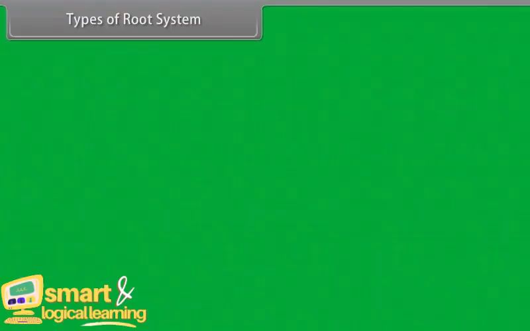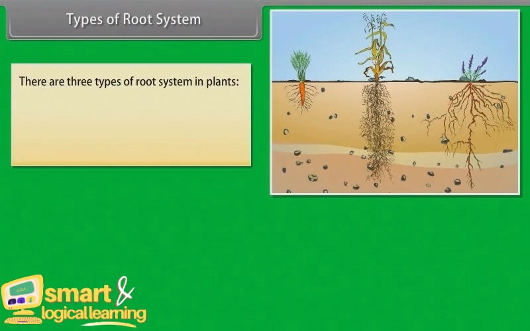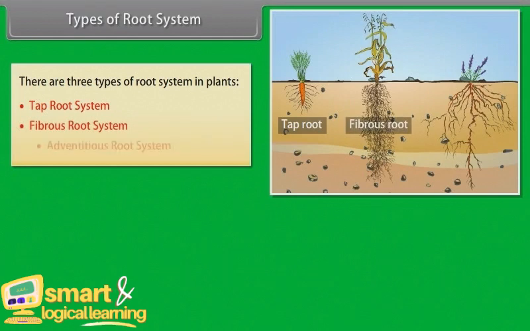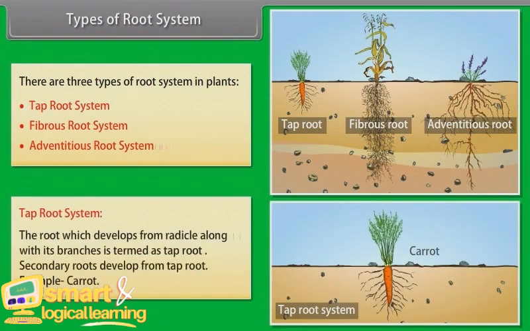Types of root system. There are three types of root system in plants: tap root system, fibrous root system, adventitious root system. Tap root system. The root which develops from the radicle along with its branches is termed as taproot. Secondary roots develop from taproot. Example, carrot.